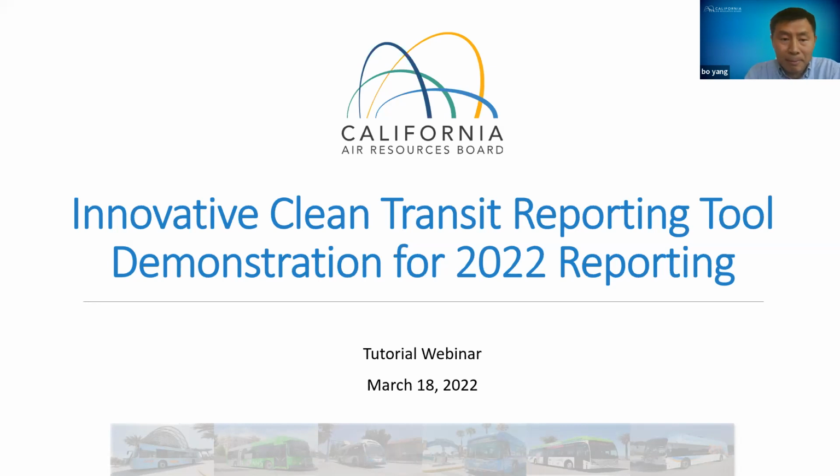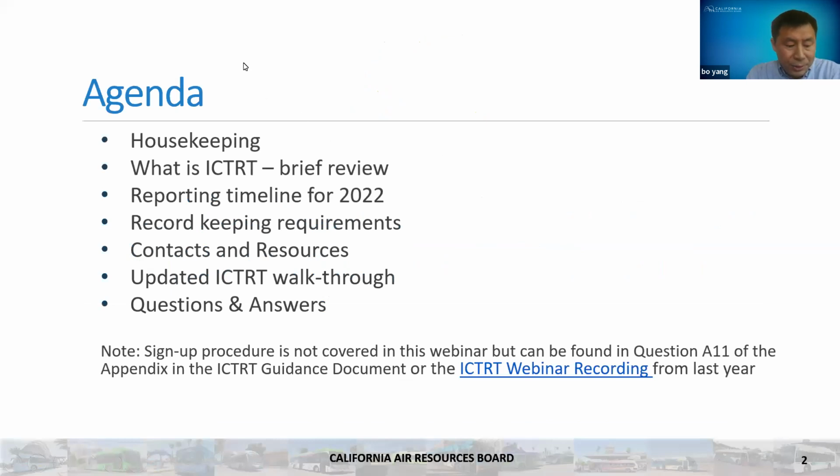Slide number 2, please. This slide shows the topics we're going to discuss today. We are starting the presentation with some simple housekeeping items. Then we will briefly review what ICTRT is, inform you about the reporting timeline, and discuss which documents you have to retain in order to fulfill the record-keeping requirements. After that, we will go through together the available modules in the reporting tool to learn about their functionalities. We will conclude this webinar by answering your questions.